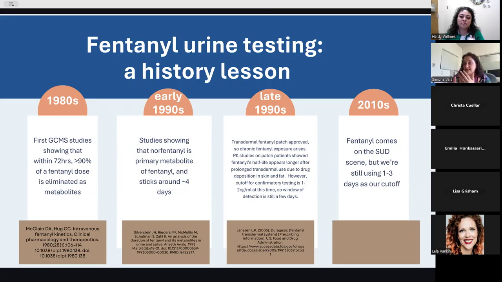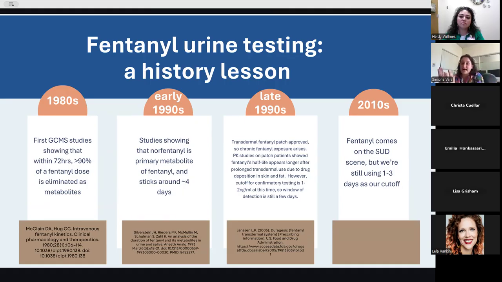Then in the late 1990s, the fentanyl patch came around. And that was the first time that we saw chronic fentanyl exposure as a concept, because the patches are on for long periods of time. What we learned from that was that when you are chronically exposed to fentanyl, it does deposit in your fat and your skin, and so it does take a little bit longer to eliminate. But still, fentanyl patches are tiny, tiny doses of fentanyl. So we learned that concept of deposition and prolonged elimination, but it still wasn't lasting very long. Okay, so those are the 80s and the 90s.